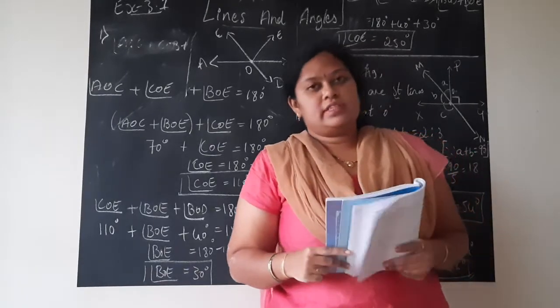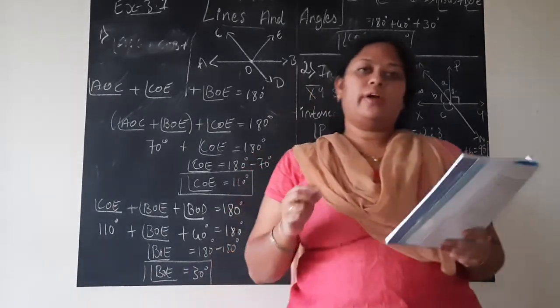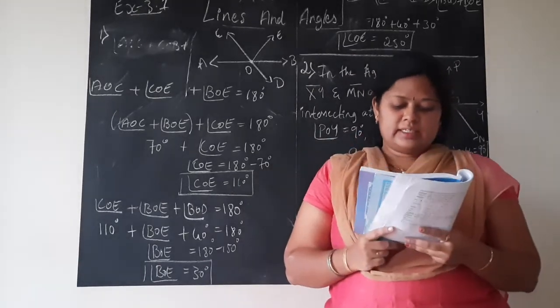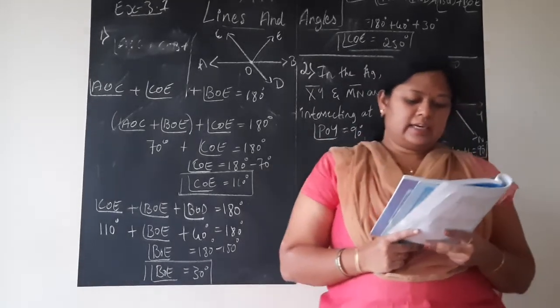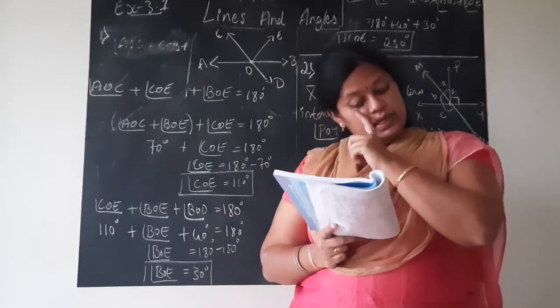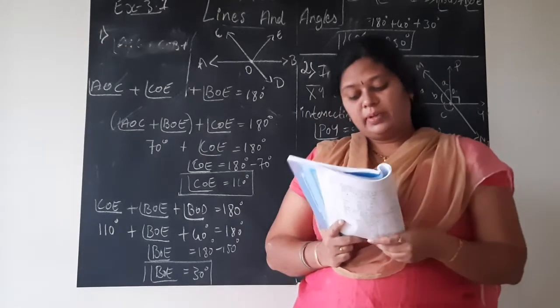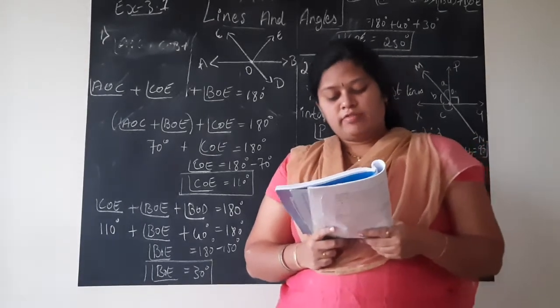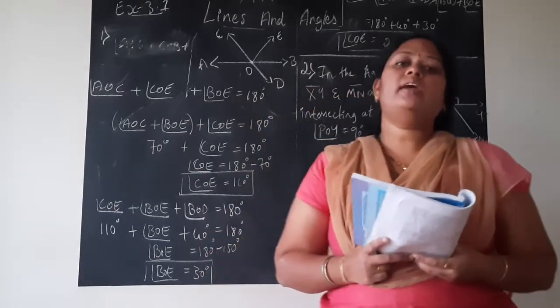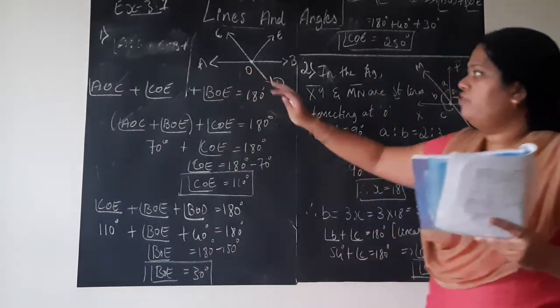So we should solve the first exercise, children. Exercise 3.1. The question is, in the figure, lines AB and CD intersect at O. If angle AOC plus angle BOE is 70 degrees and angle BOD is 40 degrees, find angle BOE and reflex angle COE is the question. So this is the given figure.